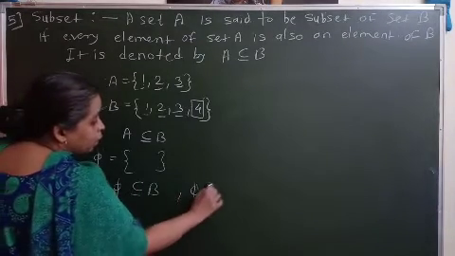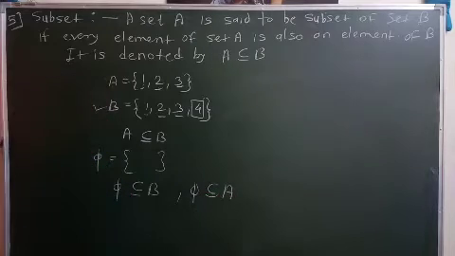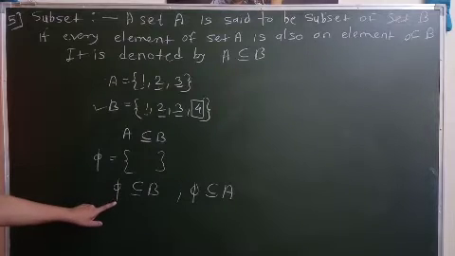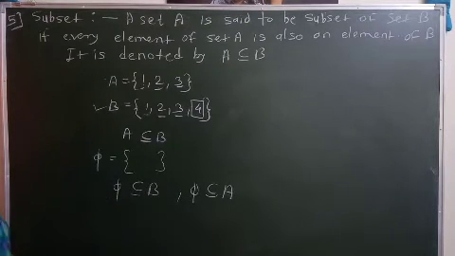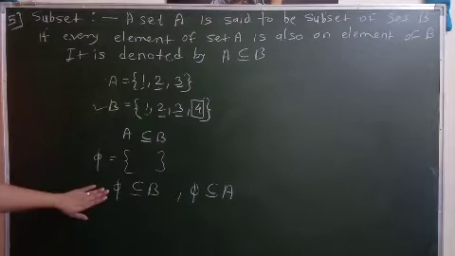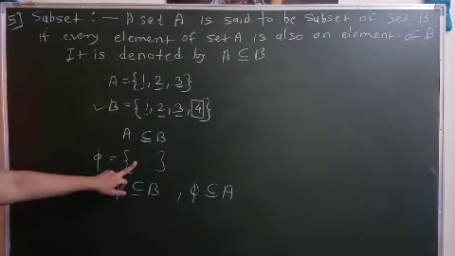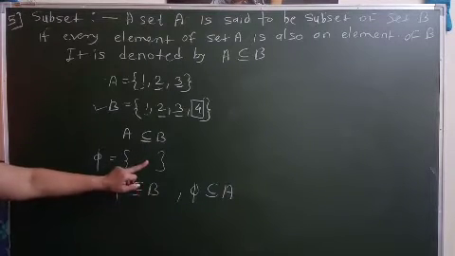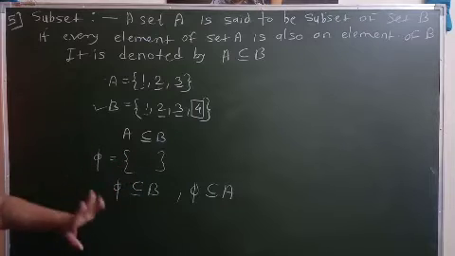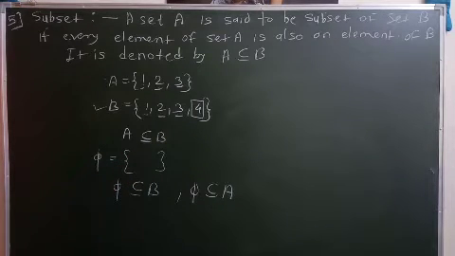Again, phi is subset of set A. So similarly, you can write in general statement, phi is subset of every set. Phi is subset of every set. phi मध्ये काहीच नसतं, तो एम्प्टी सेट असतो. त्यामुळं एम्प्टी सेट हा प्रत्येक संचाचा उपसंच असतो. So phi is subset of every set.